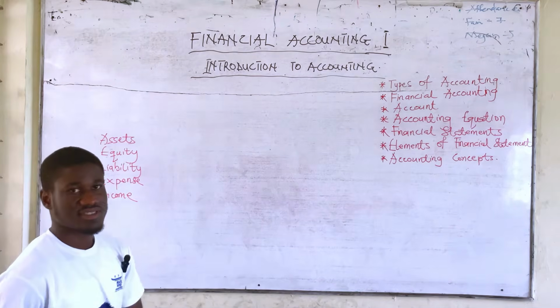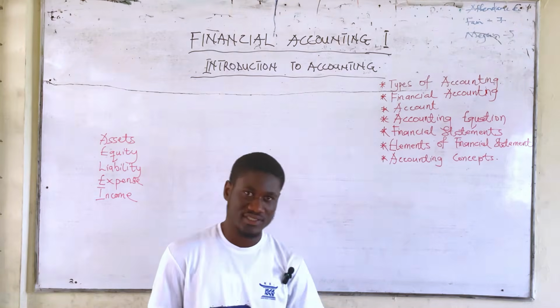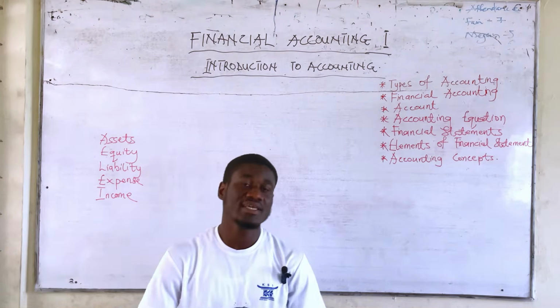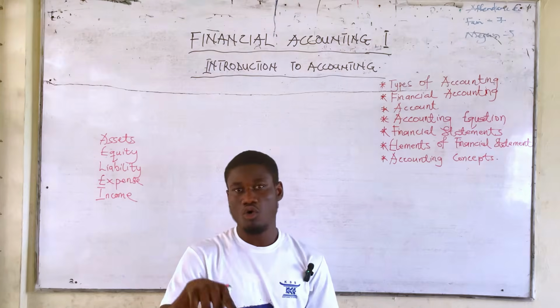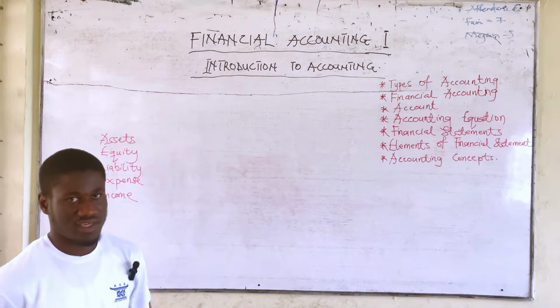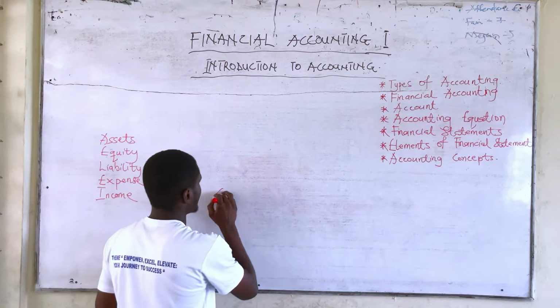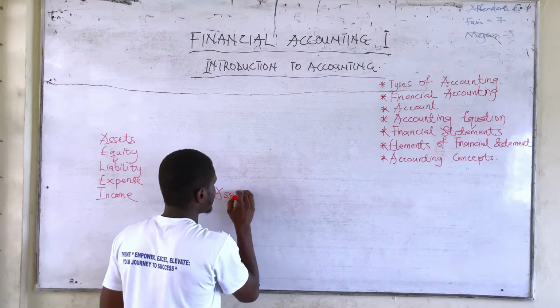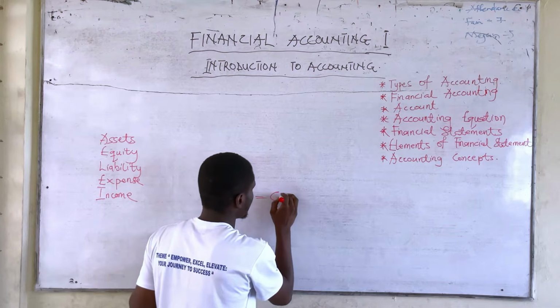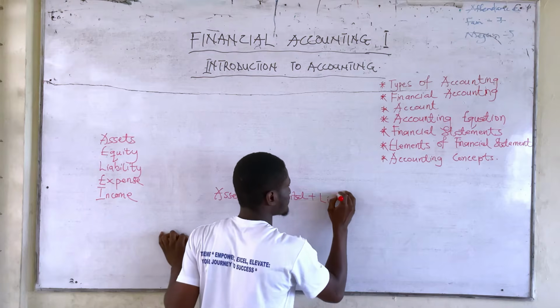Now we have equity. Equity is the residual interest in a business, okay, that belongs to the owner or owners after the liabilities are subtracted from the assets. Do you get it? So we said in the accounting equation that assets is equal to capital plus liability.